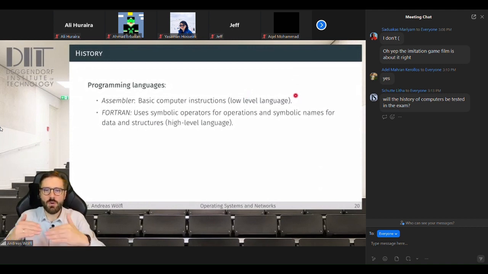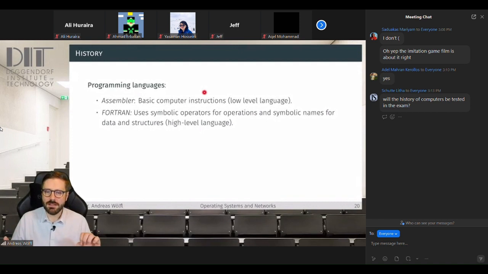So remember all these instructions that we saw before. This is low-level language. This is machine language. These are the instructions that the computer can understand in the native machine language. If you program this way, we say you program in assembler. So assembler is basic computer instructions. If you program in a high-level language, as we do with Python, JavaScript, Java, as we do with all modern languages, we use a high-level language.